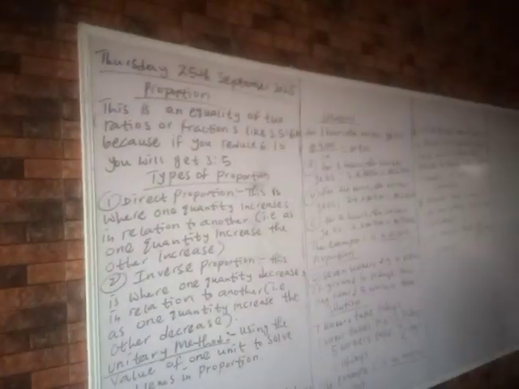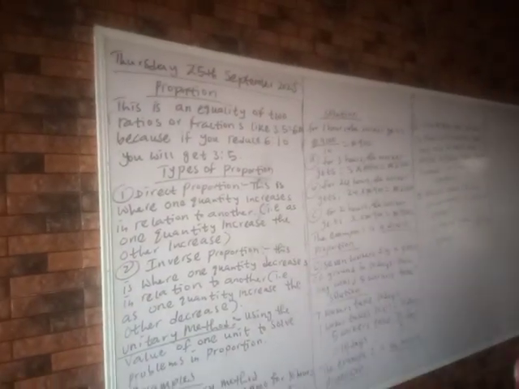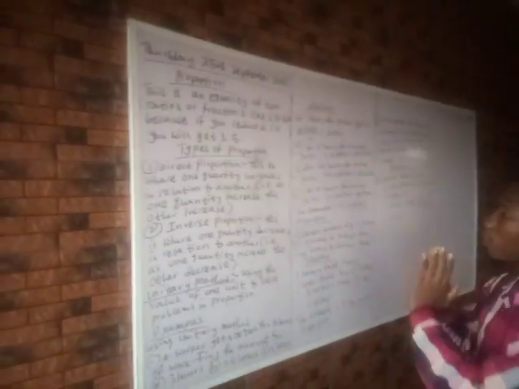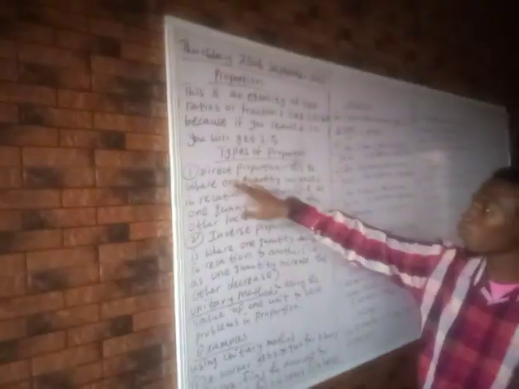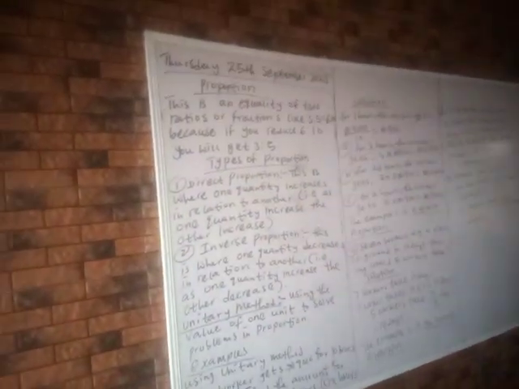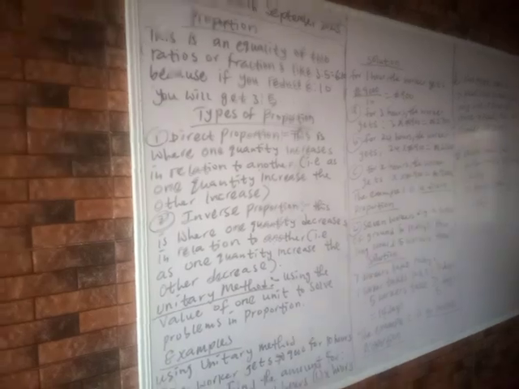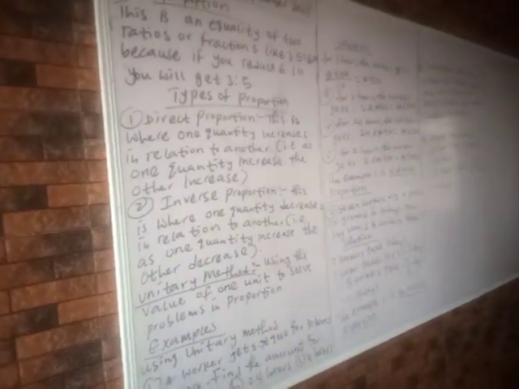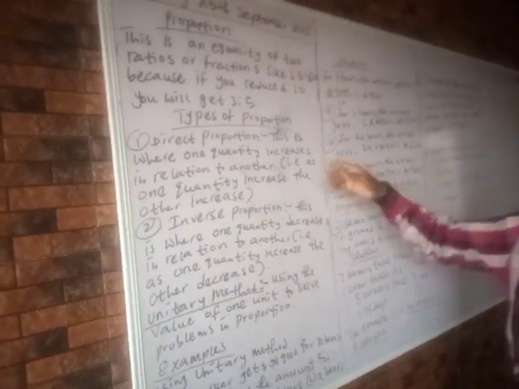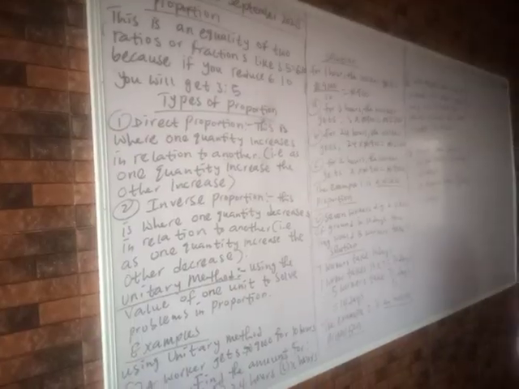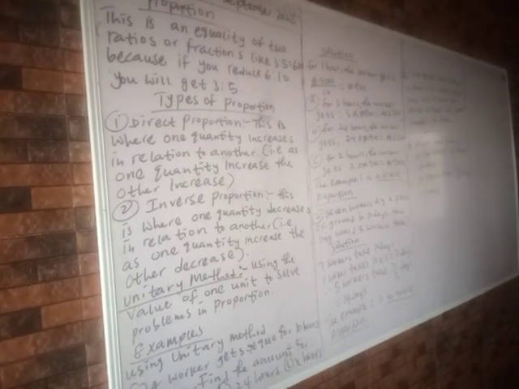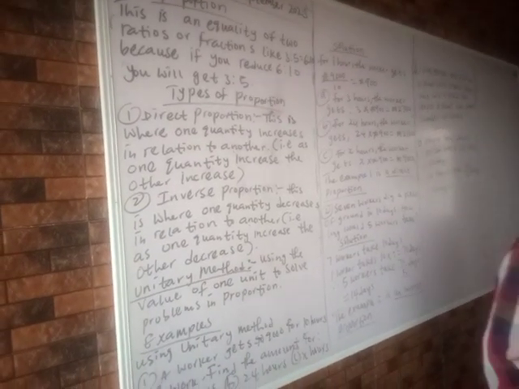Proportion is of different types, and we have two types of proportion. One of them is what we call direct proportion. This is where one quantity increases in relation to another. What does that mean? It means that when one quantity increases, the other also increases. Do you understand?